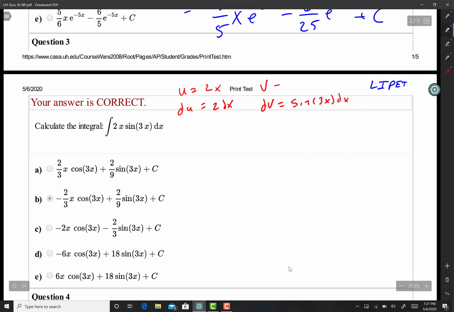So that means the v has to be a negative 1/3 cosine 3x, because the derivative of cosine is a negative sine, but I don't have a negative. So there we go. So let's keep going, and let's use our little formula. So uv, so 2x times negative 1/3.